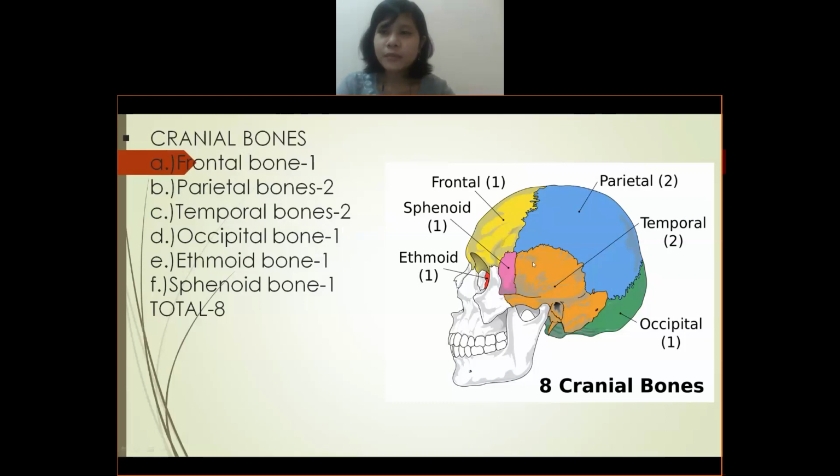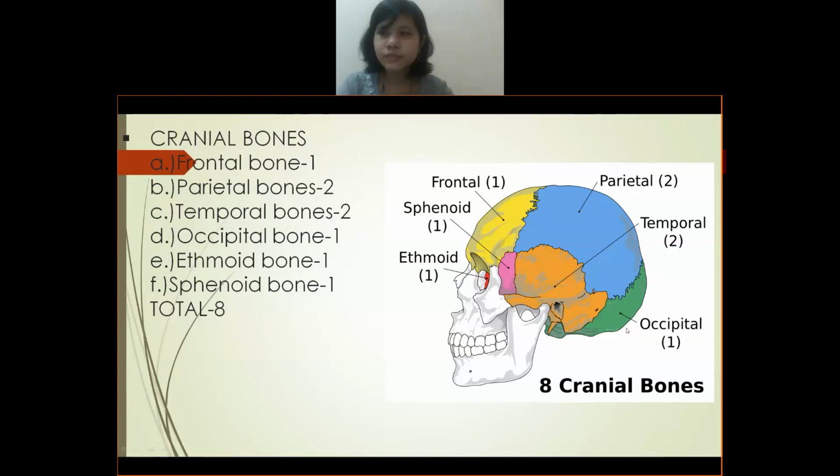And next is the parietal bone. So the parietal bone is here. Can you see or not? Yes, ma'am. This is your parietal bone. And next is your temporal bone. This is your temporal bone. Okay, everyone. And next is what? Occipital.